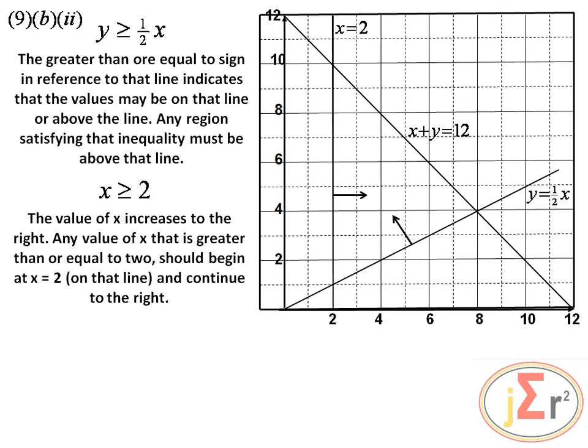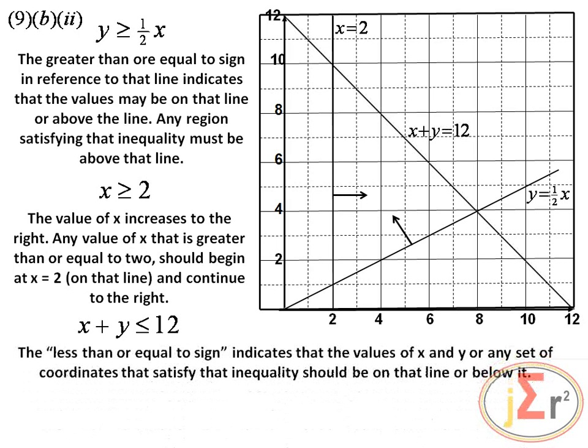What else do we have? x plus y is less than or equal to 12. The less than or equal to sign indicates that the values of x and y, or any set of coordinates that satisfy that inequality, should be on that line or below, because it is less than or equal to. Equal to on the line, less than below the line. So we begin on that line and any region that is below that line is also included.